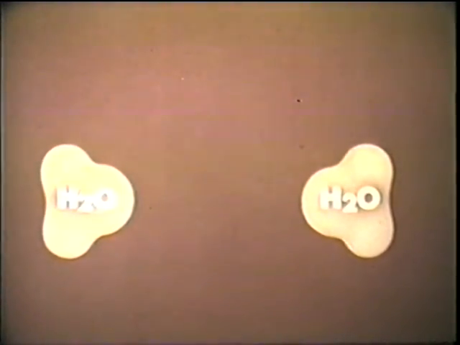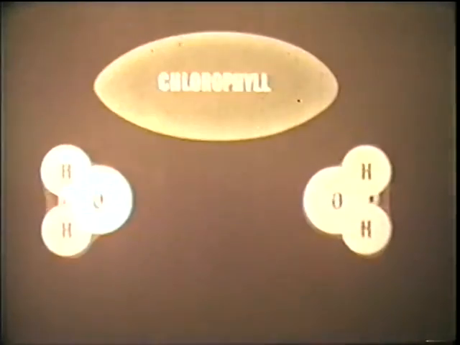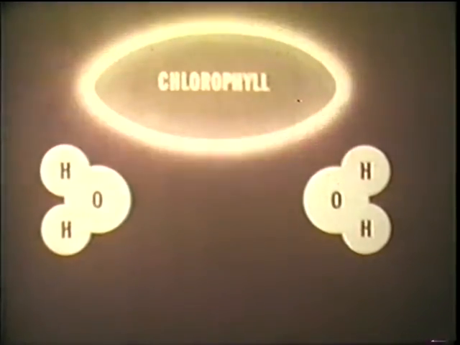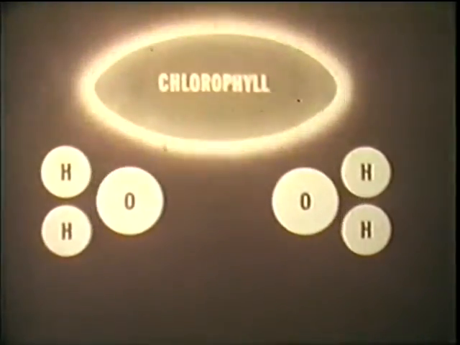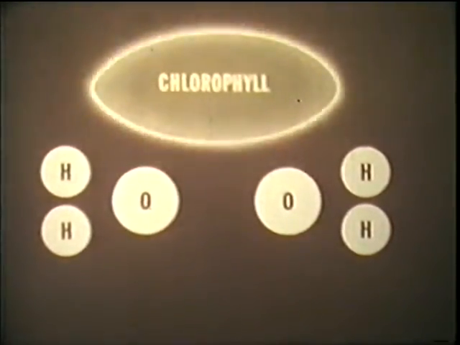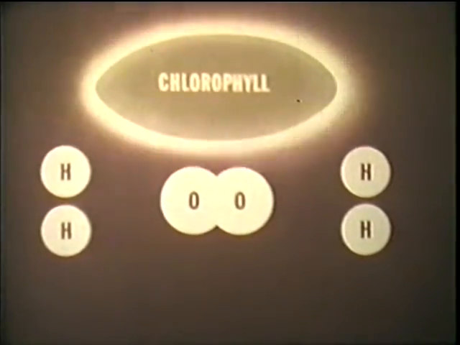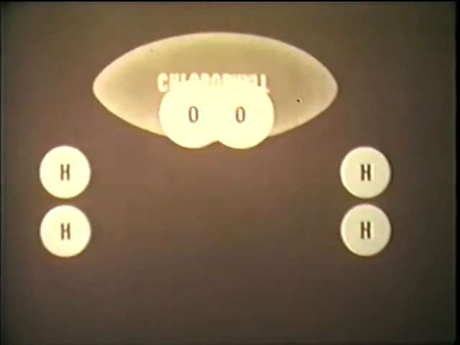These represent 2 water molecules. Each consists of 2 atoms of hydrogen and 1 atom of oxygen. The light-energized chlorophyll splits the water molecules. 2 atoms of oxygen unite to form 1 molecule of oxygen gas, which is released to the air.